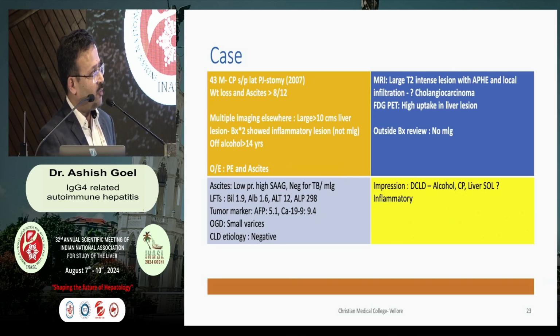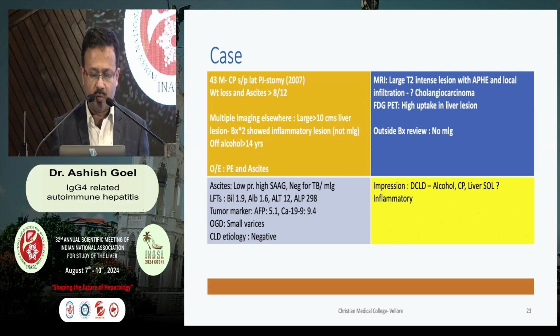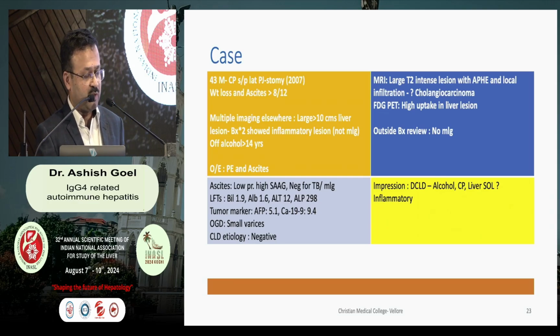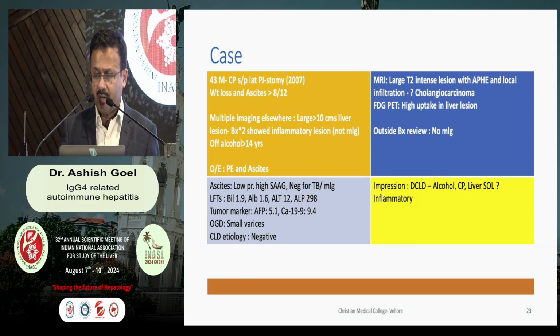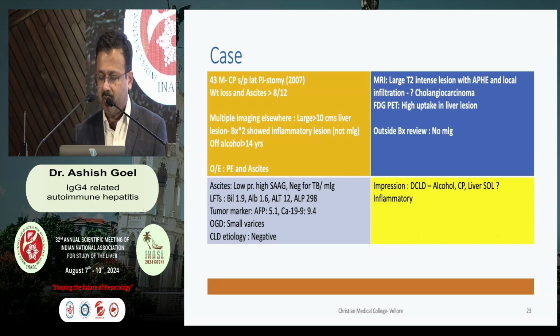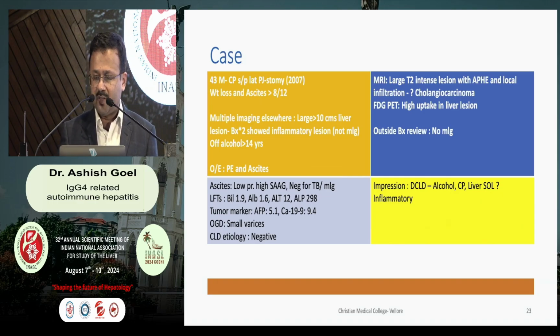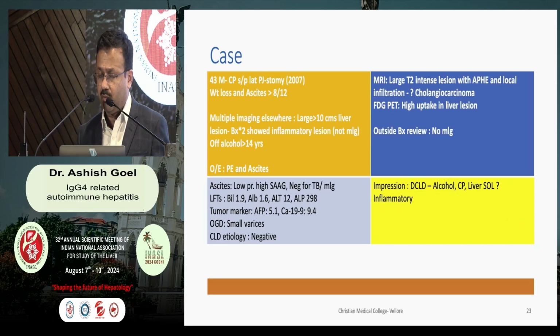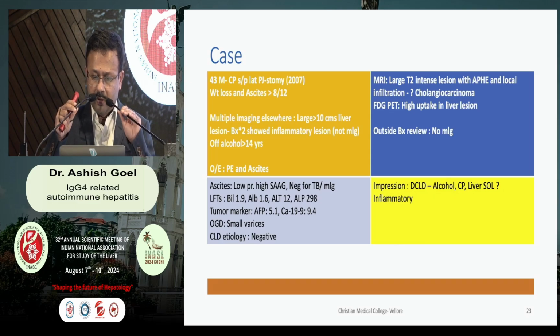On basic evaluation, there was a high gradient ascites, low protein, negative for malignancy. LFT showed very low albumin, and the tumor marker AFP was normal. Upper GI showed small varices, and all other etiology of liver disease was negative. An MRI done at our institute also showed a large T2 intense lesion with arterial phase hyperenhancement, possibly cholangiocarcinoma, with a high uptake on FDG PET. Now the outside biopsy we reviewed was negative for malignancy. So our working diagnosis initially was decompensated chronic liver disease. We don't know the etiology, but maybe alcohol and chronic pancreatitis with lateral pancreaticojejunostomy, and a liver SOL which is probably inflammatory.